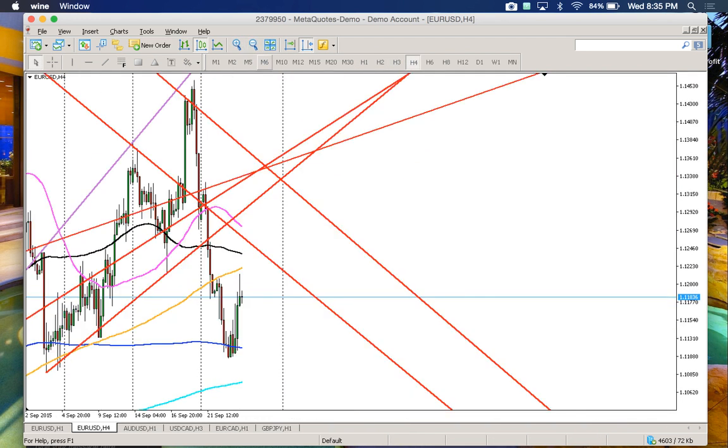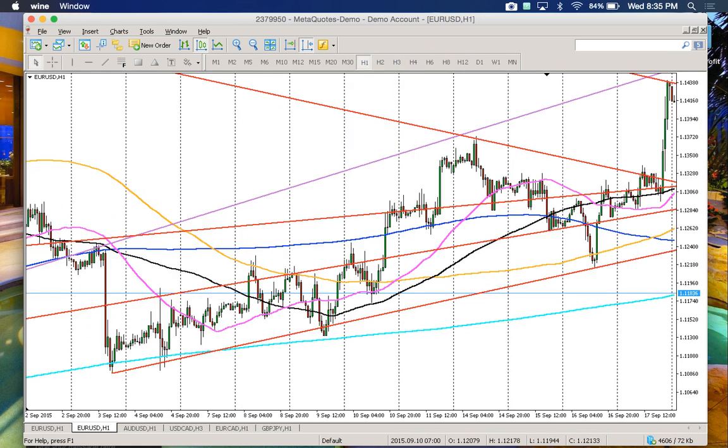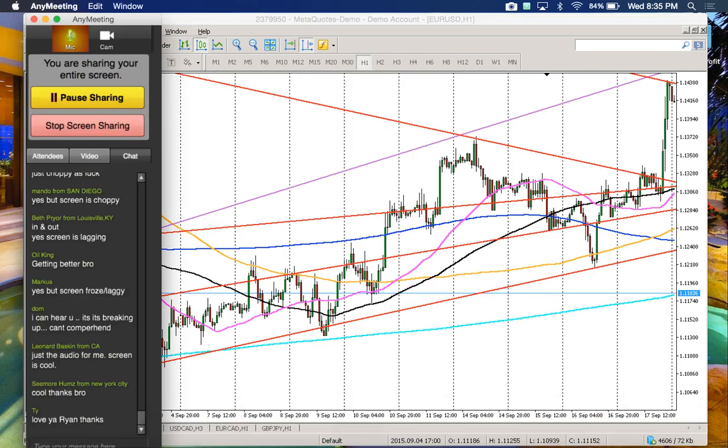So what I am going to do next after drawing these lines is really show you guys supply and demand, going into Fibonacci retracements.